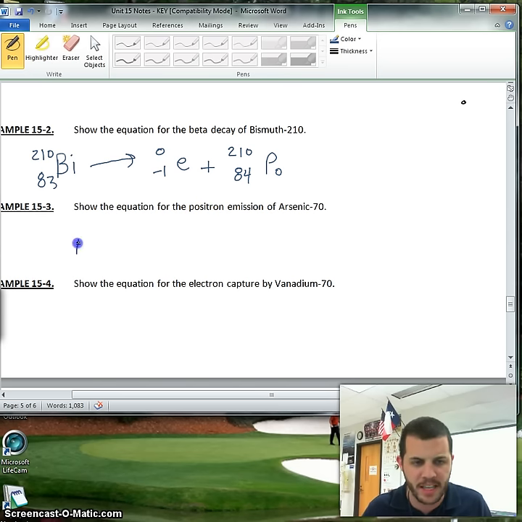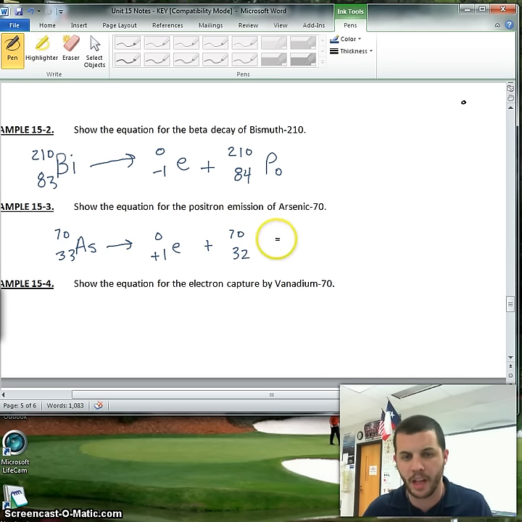Positron emission for arsenic 70. Well, arsenic 70, I've got AS for arsenic. I have 70 for my mass number. The atomic number of arsenic is 33. And so when this undergoes positron emission, I'm going to lose a positron particle, which looks like this. And so now, same thing. 0 plus what gives me 70? 1 plus what gives me 33? And so now I see what element is associated with element number 32, and that's going to be germanium.